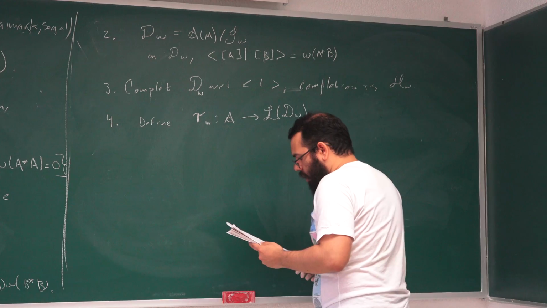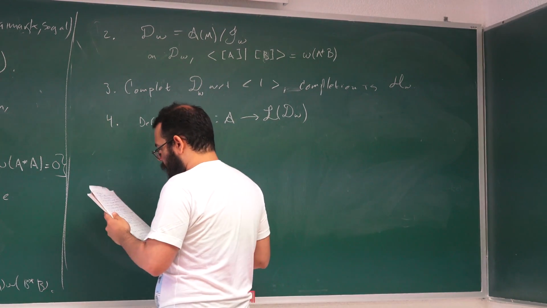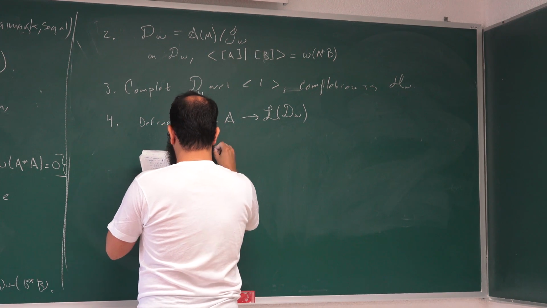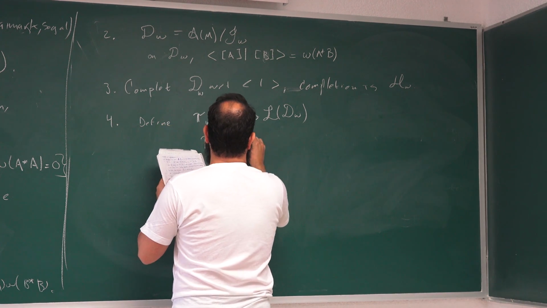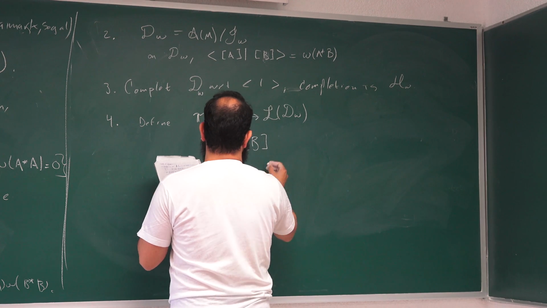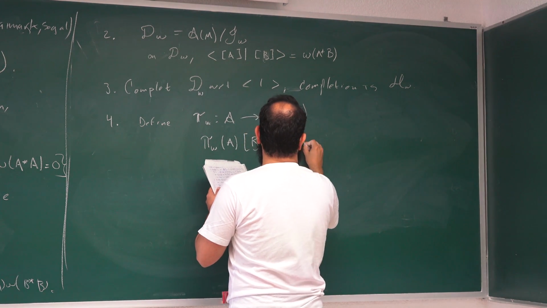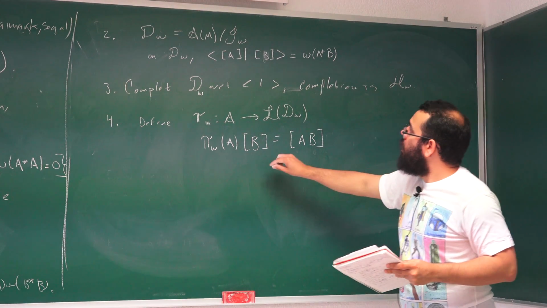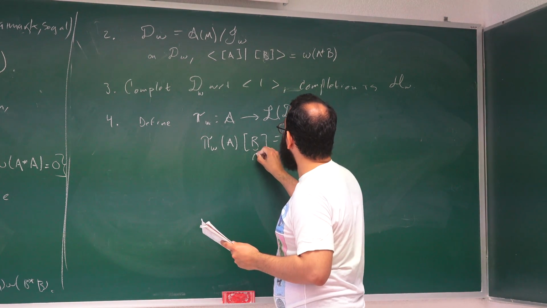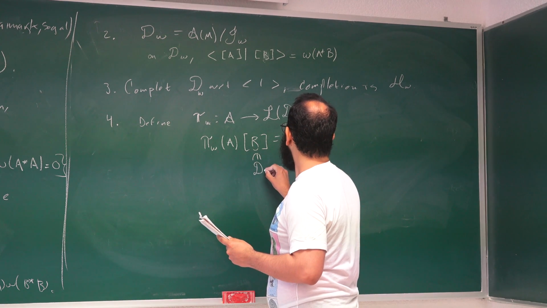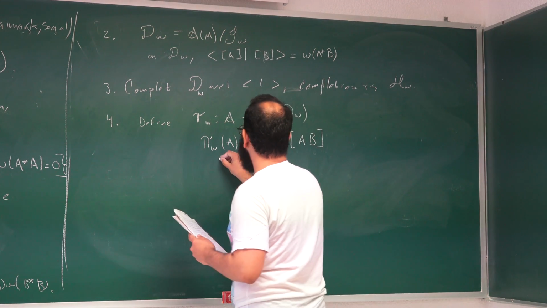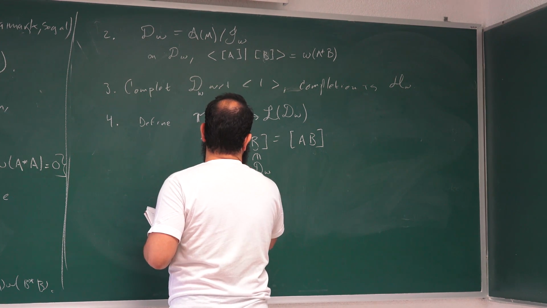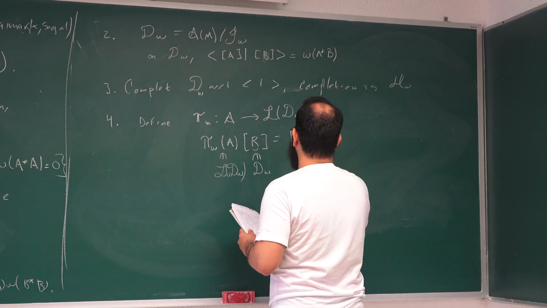Just a technical point. And I define the action of one of these algebra elements on a Hilbert space vector simply in the following way. This is a vector here. This is an element here. And this is a vector again.